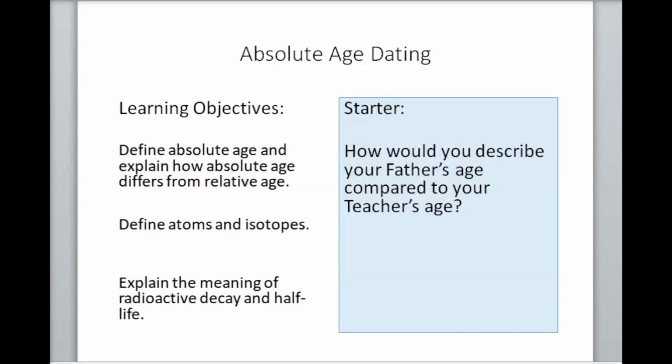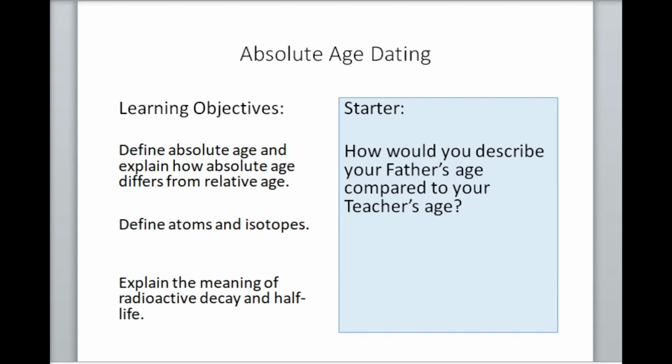Today we're going to be looking at absolute age dating. Now, before we continue, I'd strongly recommend that you watch the previous video on relative age dating. And in case you haven't figured it out, this is about figuring out how old rocks are.